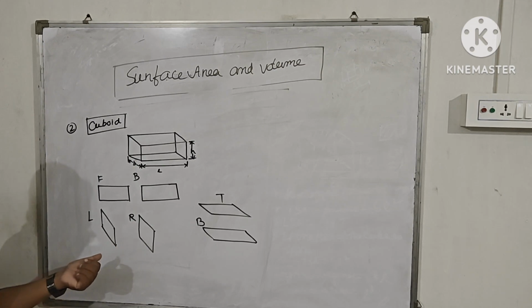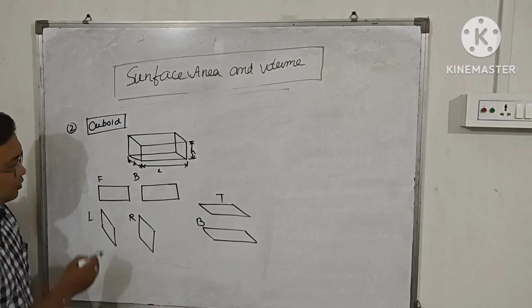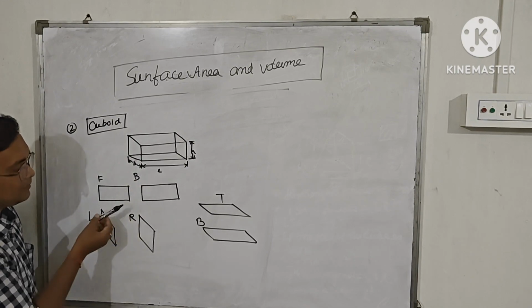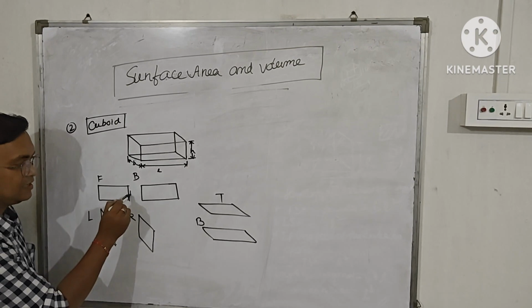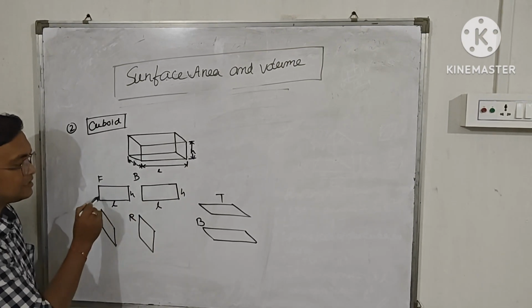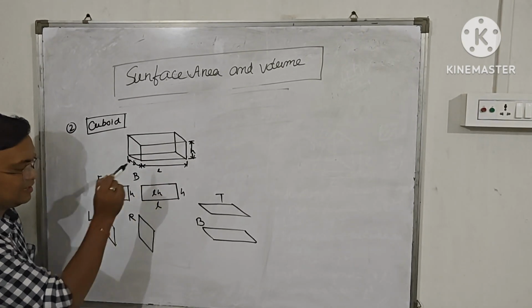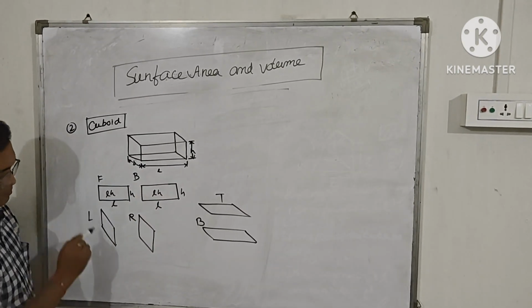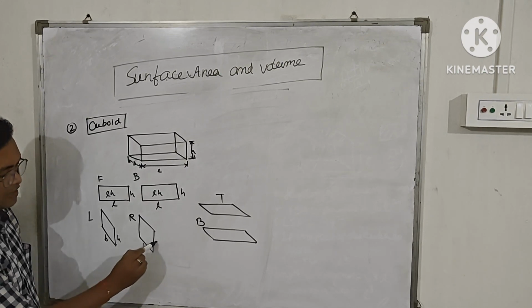Okay, so for this face, what are the parameters involved? Length and height. This is L, this is height. So the area of this rectangular face is LH. For this face, breadth is involved and height is involved.